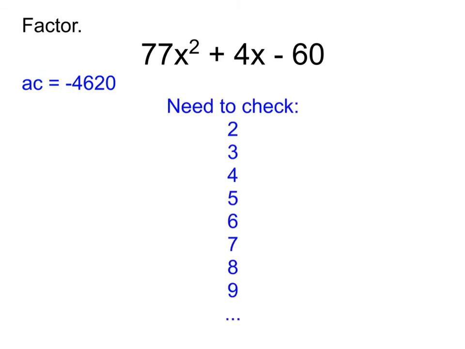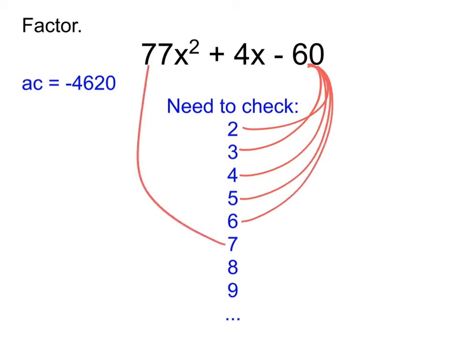Because 2 goes into 60. 3 goes into 60. 4 works because, of course, 2 works, right? 5 goes into 60. 6 goes into 60. 7 goes into 77. 8 might work. 9 might work, just because they are made out of 2s and 3s. So there's a lot of stuff to check here.